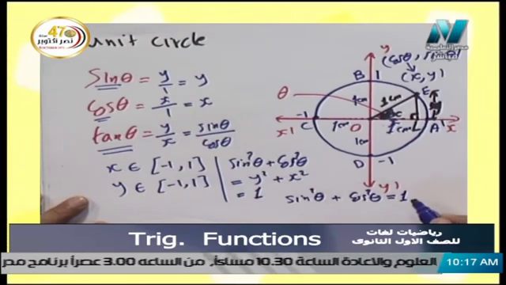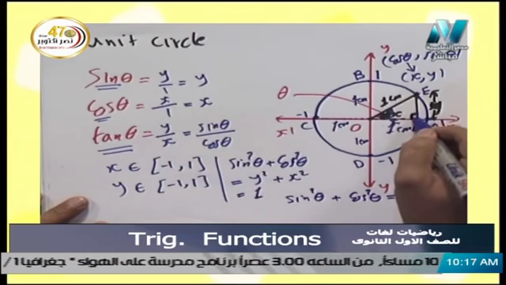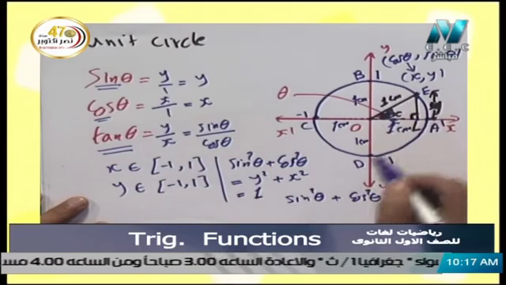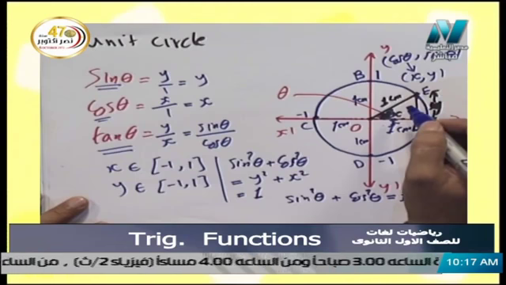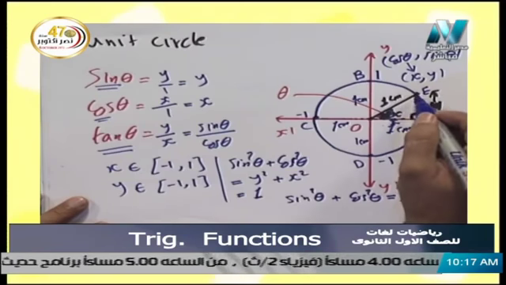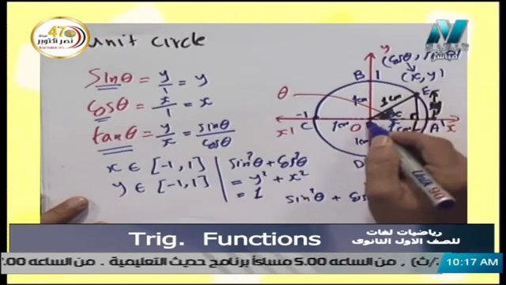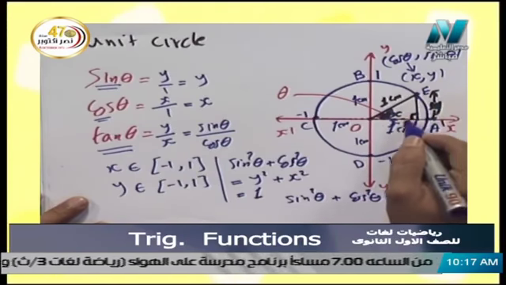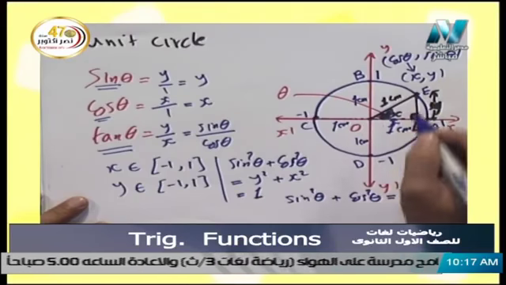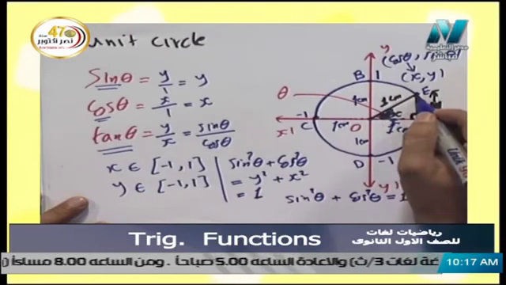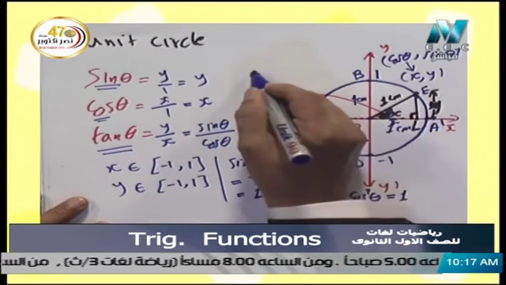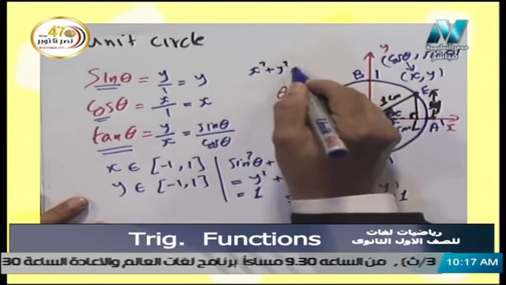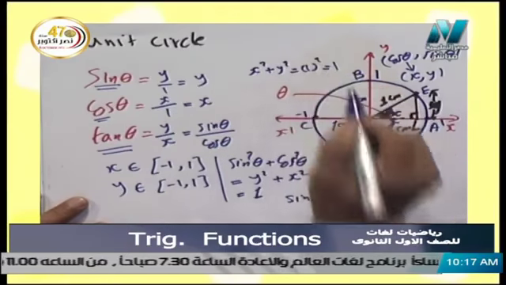Why are they equal to 1? Because we have here right angle triangle ELO, right angled at L, and if we want to apply Pythagoras theorem, EO power 2, which is hypotenuse power 2, of course equals y power 2 plus x power 2. So x power 2 plus y power 2 equals 1 power 2, which is equal to 1.